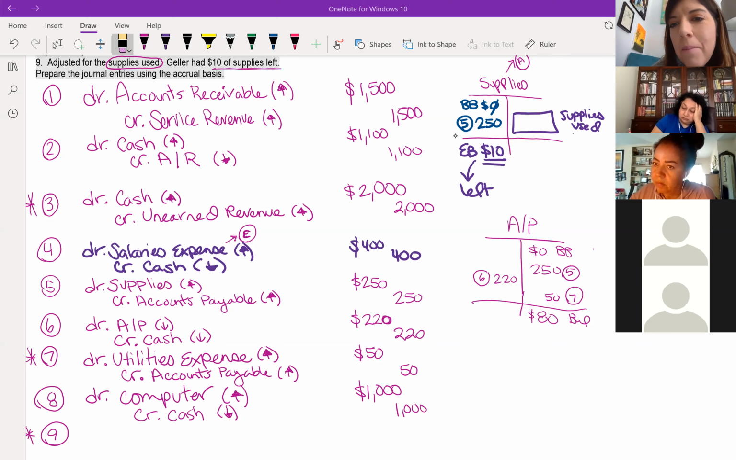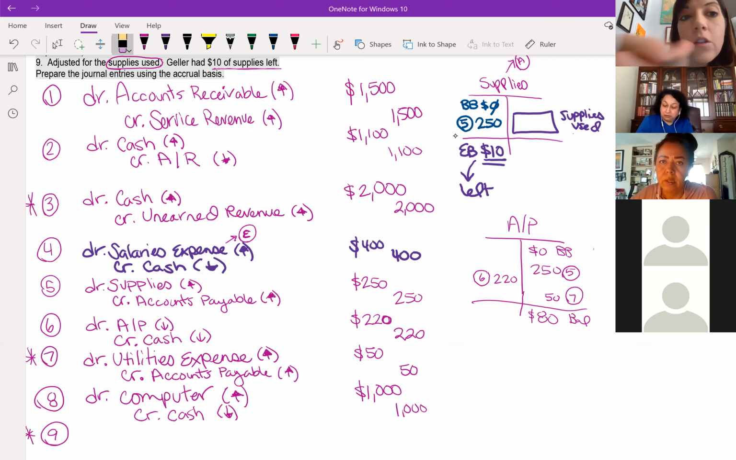For beginning balance, we have 0. We add the $250 of purchases, right? Then we subtract out what we still have left over because we didn't use it. So how much in supplies did we use? 240. Correct.